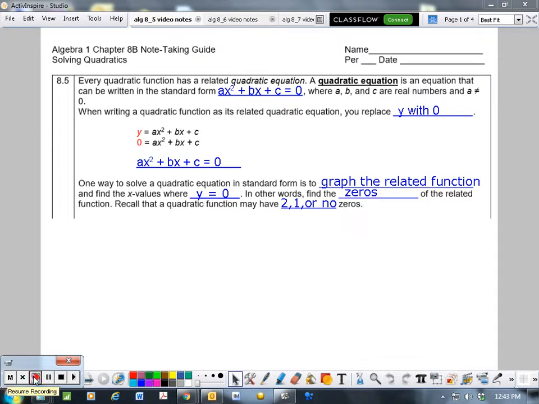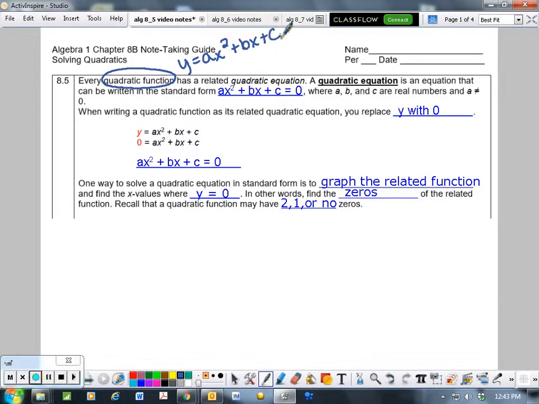Okay, algebra students, we're going to talk about the second half of chapter 8. We worked on graphing quadratics, and now we're going to solve quadratics. Our original quadratic function looked like y equals ax squared plus bx plus c. Now we're going to have a related quadratic equation where instead of a y, we're going to have a 0 in that spot. Just replacing y with 0 gives this equation, ax squared plus bx plus c equals 0. And our 0 can be on either side, it really doesn't matter.